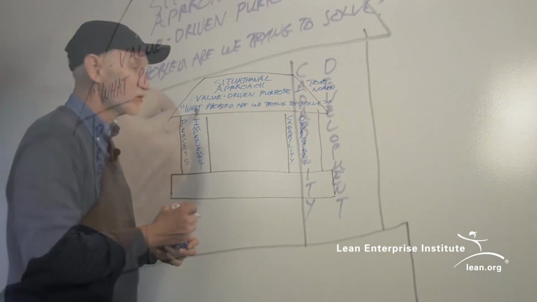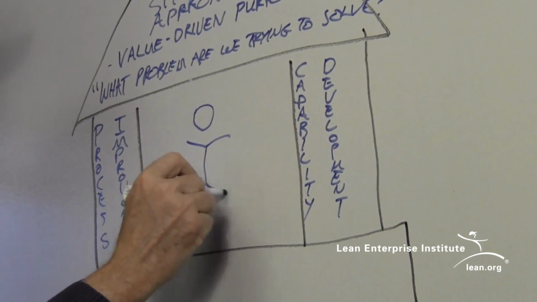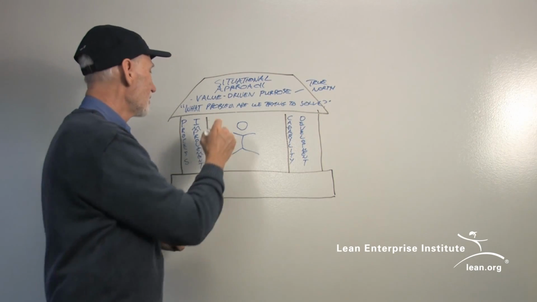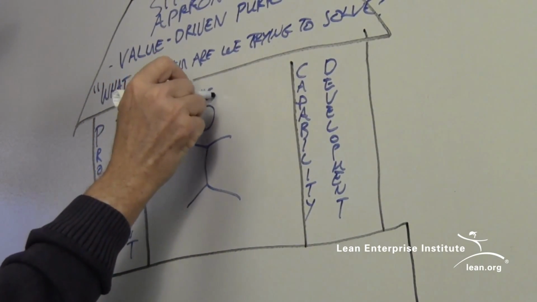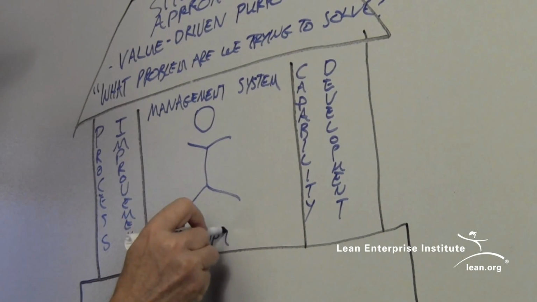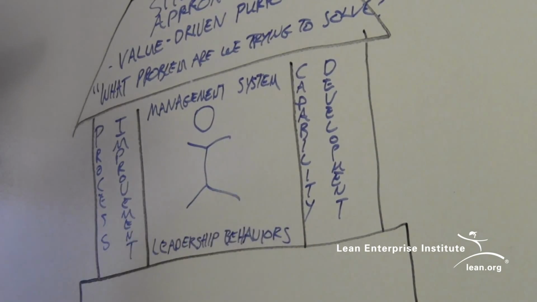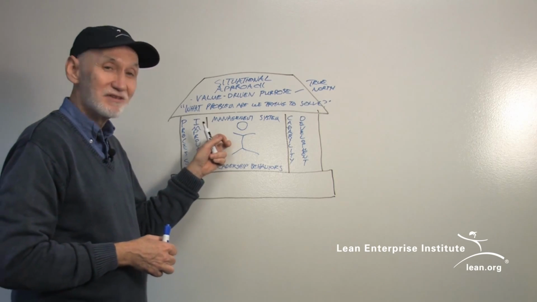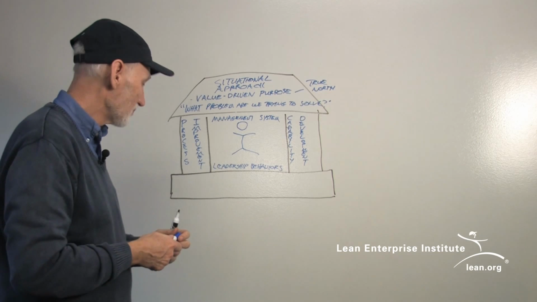Then we're going to look here in the middle and we're going to find people. In particular, we're going to focus here on the role of leadership and of management. So here's where we're going to find our management system, supported and driven by leadership behaviors. Okay? So now it's starting to look a little bit more like a house. There are people inside that are the dynamic making the system work, and also supported by the system as well.